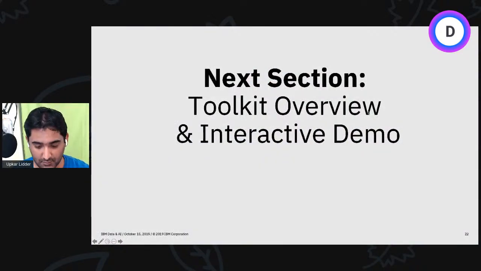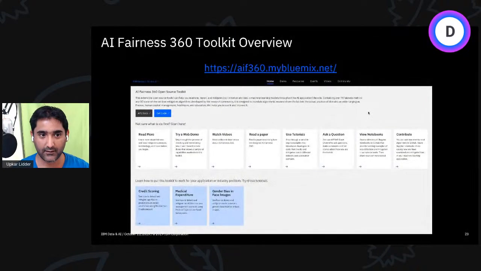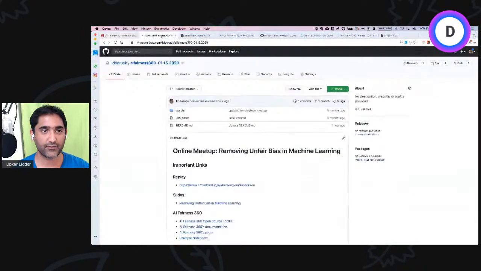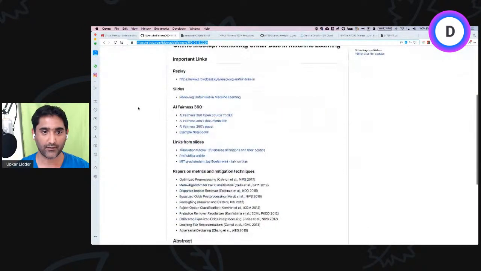Oh, yes, the demo part now, right? So I've been talking for a while now. Let's look at the demo. So let me exit this PowerPoint show. So first of all, here's the GitHub repo that I was talking about.